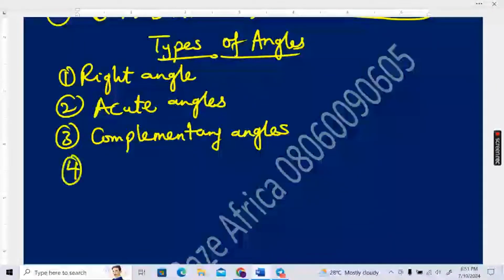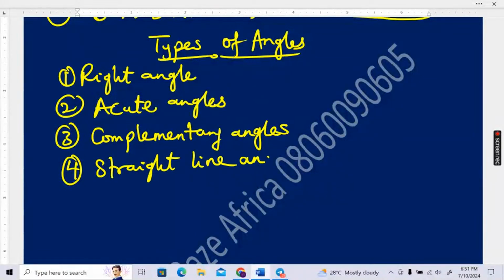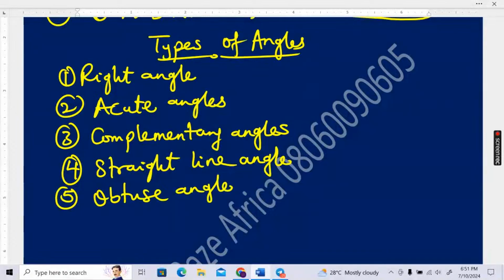Now, the next one that we spoke about was straight line angle. Straight line angle is an angle of 180 degrees. Then the next one that we learned was obtuse angle. Obtuse angle is an angle that is greater than 90 degrees, but less than 180 degrees.